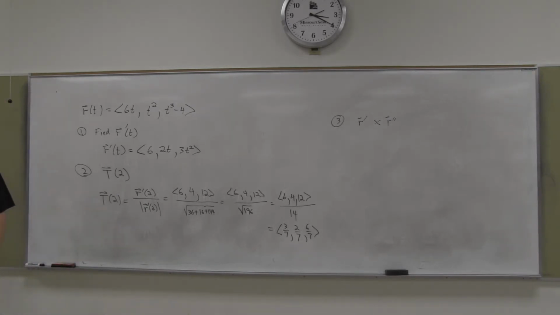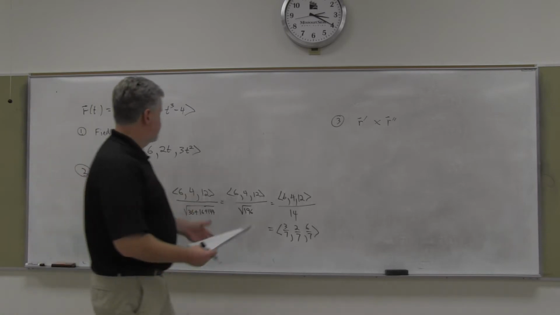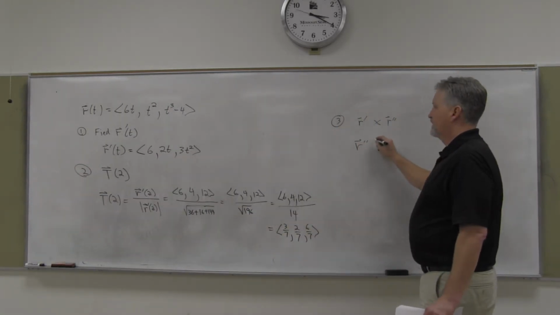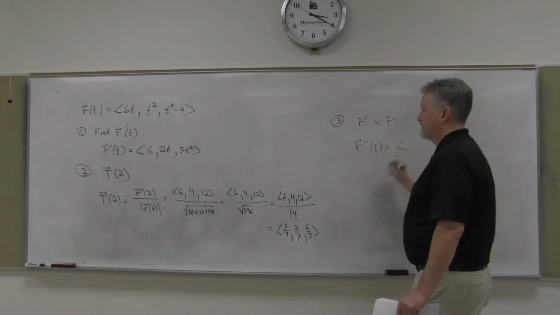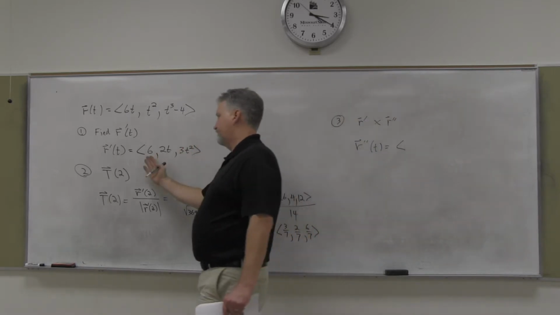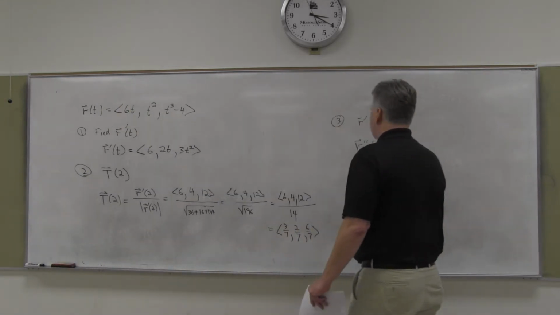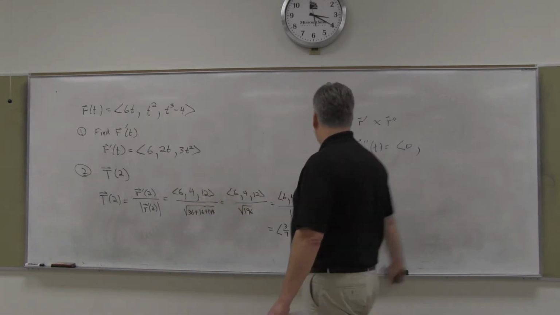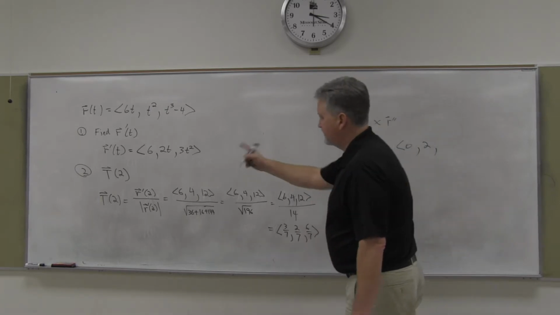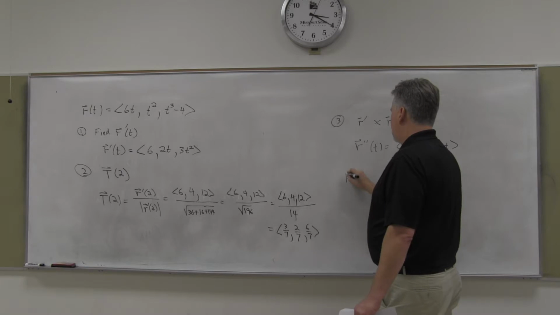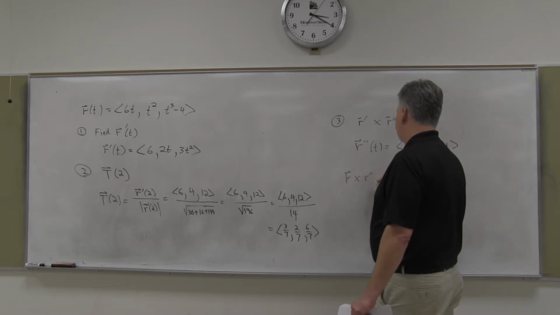Yeah, so those are two vectors, so we can do the cross product. All we need here is R prime, so what's R double prime? Well, R double prime is just the derivative of the first derivative, so the derivative of 6 is 0, the derivative of 2t is 2, the derivative of 3t squared is 6t. So I want to cross product those together.